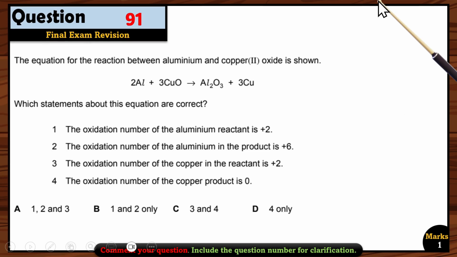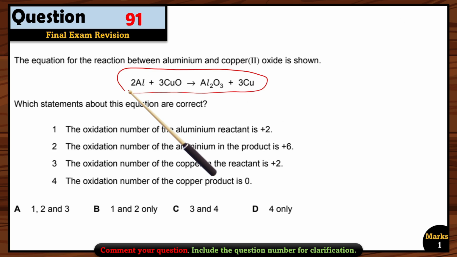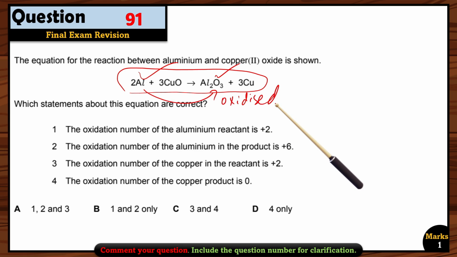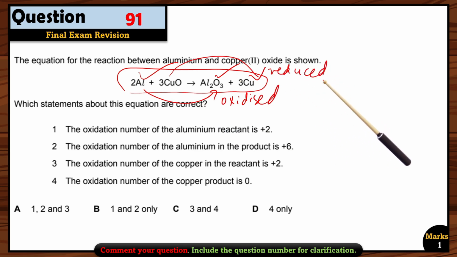Let's see another question. The equation for the reaction between aluminium and copper oxide is shown. Which statements about the equation are correct? Again, it's a simple equation. You can easily see that aluminium gained the oxygen. So it means aluminium is oxidized, right? Because it gained the oxygen. This is the definition of oxidation. And copper oxide has been reduced. Why? Because the oxygen is removed. So copper oxide is reduced.